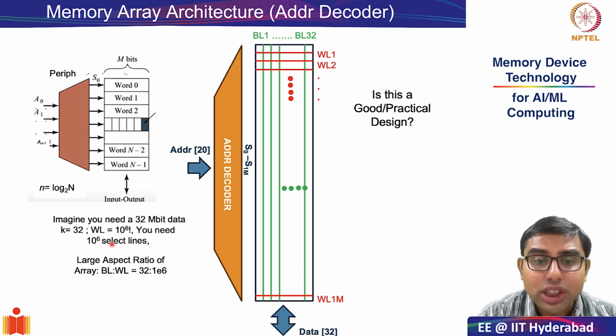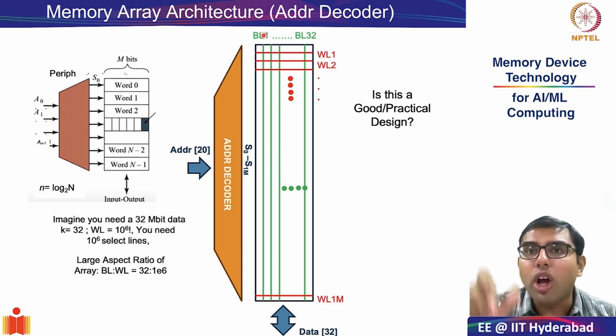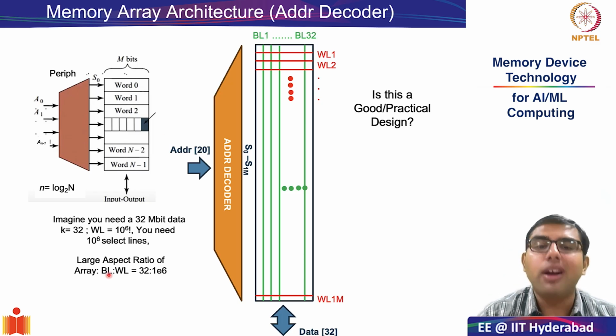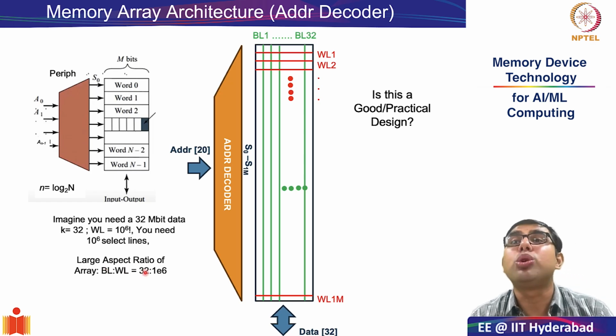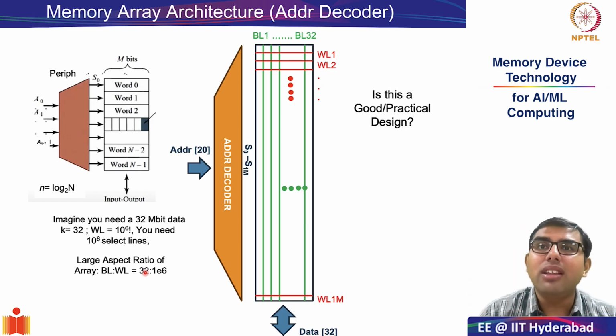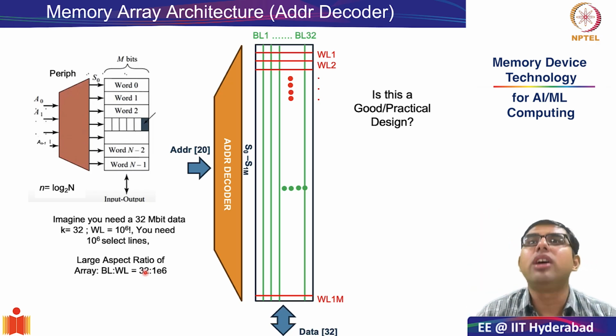Please see the ratio of this particular array is so elongated. This array is very elongated and the ratio between bit line and word line is 32 is to 1 million. So therefore, essentially the solution we have proposed is a rectangular array with really weird aspect ratios.